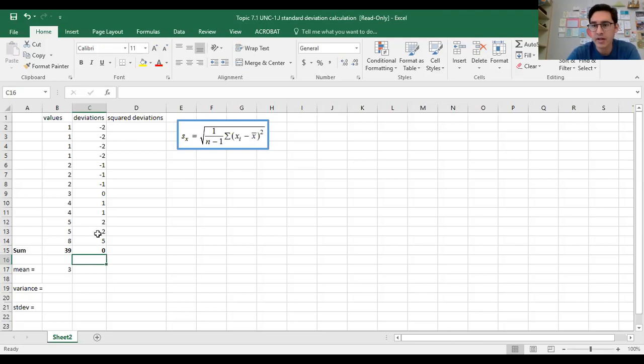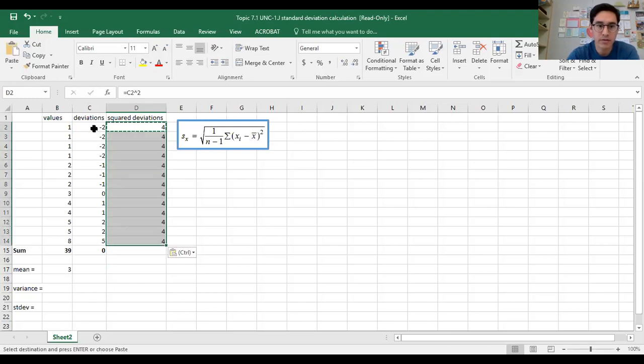So there's an issue with sign here that we have to correct, and the way we correct it is by squaring. It's going to make everything positive. So I'm going to take -2 and raise it to the second power, and then I will do that for the rest of the values. Okay, so -1 squared is 1, 0 squared is 0, 2 squared is 4, 5 squared is 25.